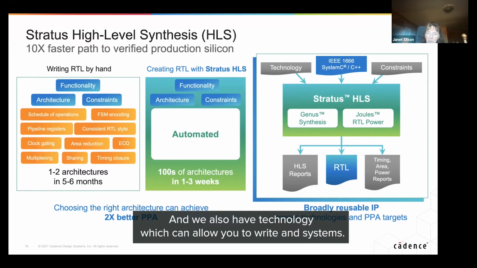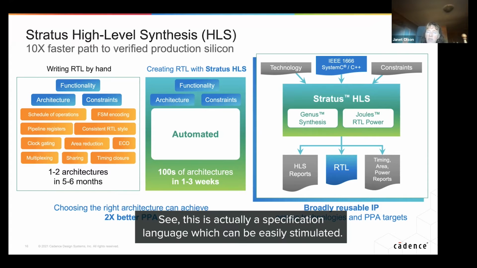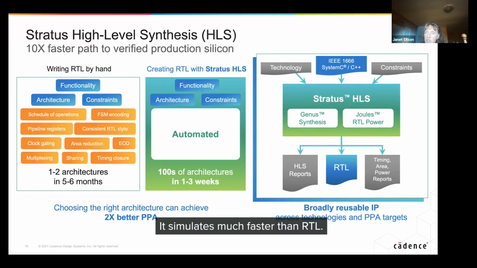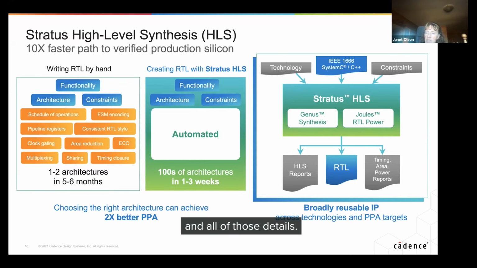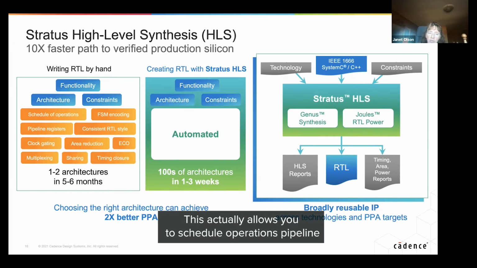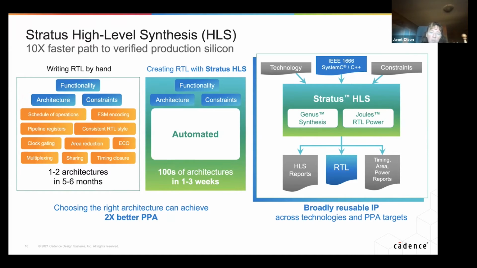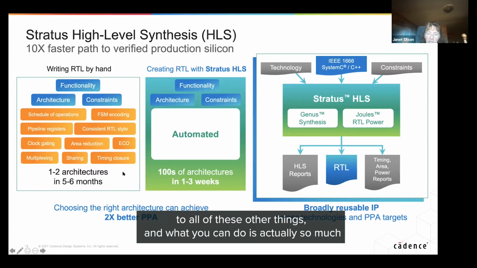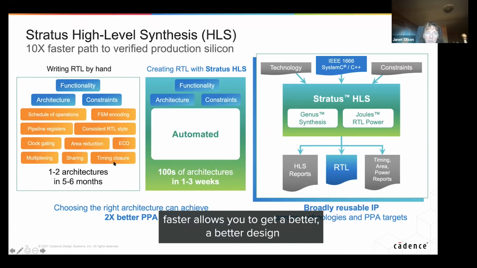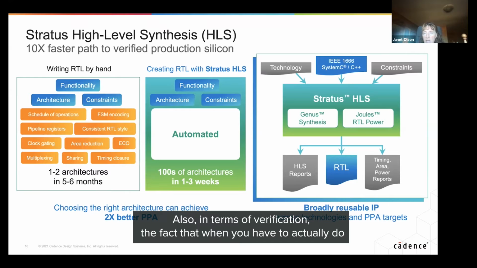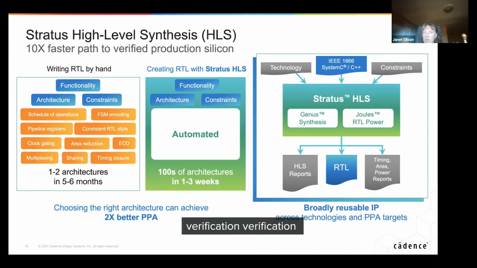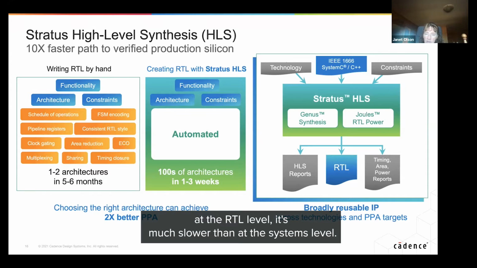We also have technology which allows you to write in SystemC. This is a specification language which can be easily simulated. It simulates much faster than RTL, and it does not do all the pipelining and all of those details. This allows you to schedule operations, pipeline, and do all of these other things. It's much faster, allows you to get a better design with a much shorter runtime. Also, verification at the RTL level is much slower than at the SystemC level.